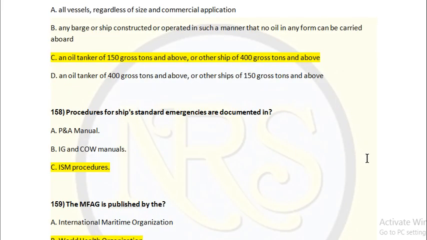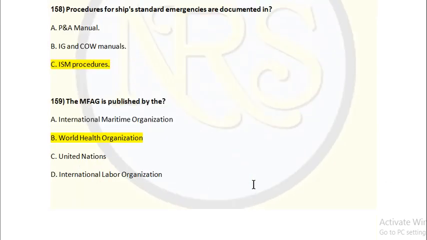Question number 158. Procedures for ship's standard emergency are documented in: option A, PA manual, option B, IG and COW manual, option C, ISM procedure. The correct answer is option C, ISM procedure. Any ship standards are mentioned in the ISM code. ISM procedure is mainly concerned with safety. So option C is correct answer for question number 158.